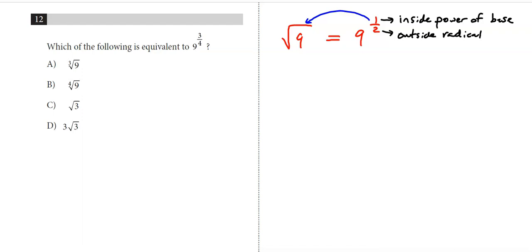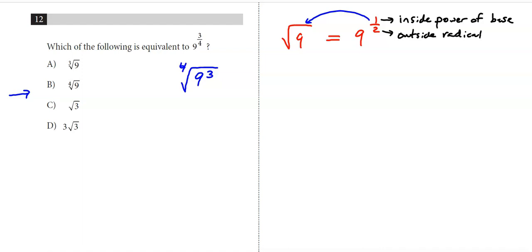Well, 9 to the 3/4 can be rewritten as the fourth root of 9 to the 3rd power. So I put the 3 inside, the 4 outside. I'm looking over here, and none of these options seem to have that in there. So there's more to this problem than that.